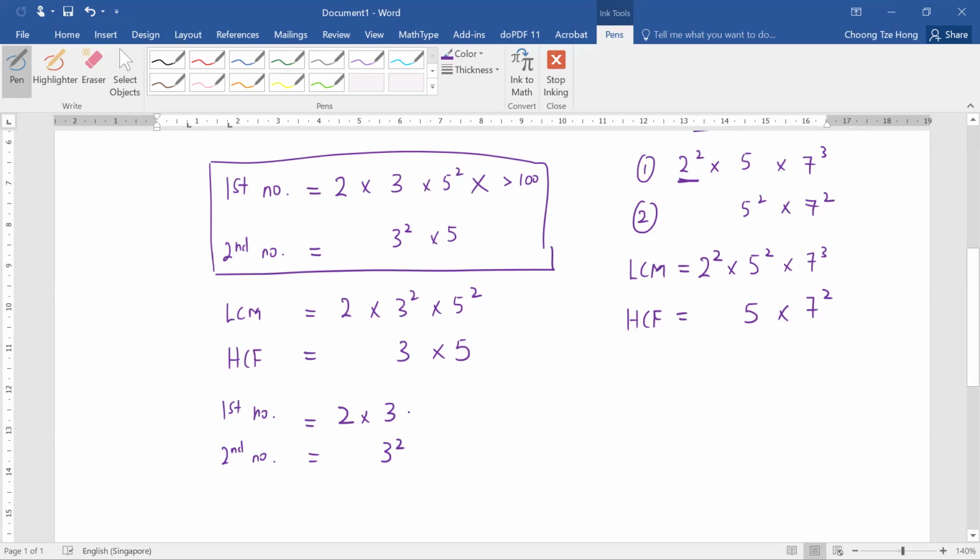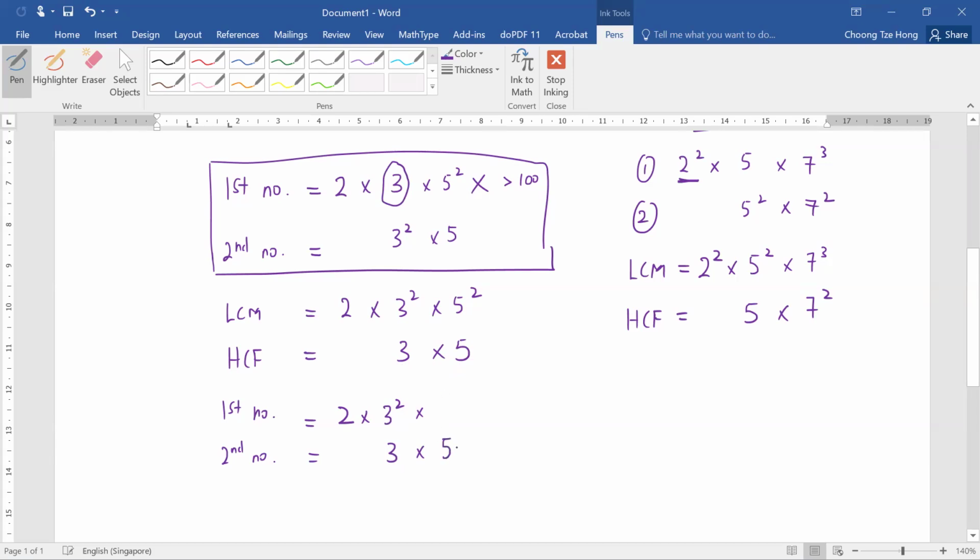Just now we put the 3 square on top. So now we will put the 3 on top and the 3 square below instead. Let's see whether this will help us. Now we need to put the 5 square and 5. One of the numbers must have the 5 square, the other one must have the 5.